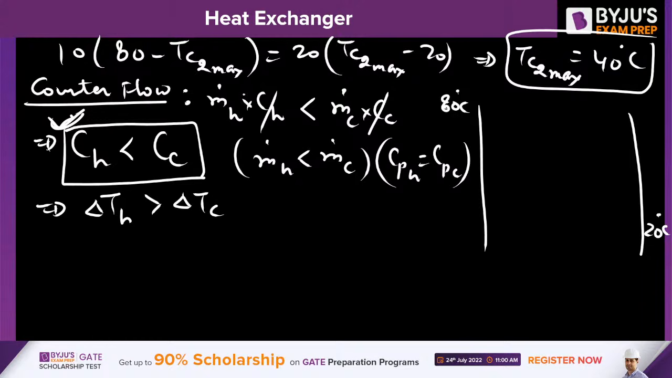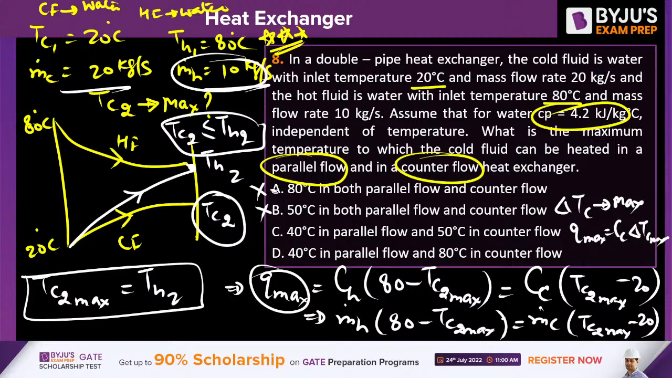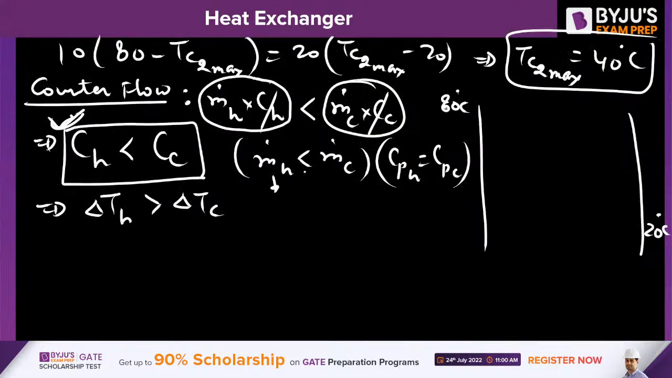Are you understanding it? We are calculating the heat capacity rate for the hot fluid and the heat capacity rate for the cold fluid. What we are getting is that the heat capacity rate for the hot fluid is less than the heat capacity rate for the cold fluid, because the mass flow rate of the hot fluid is 10 kg per second and for the cold fluid it is 20 kg per second. Specific heats are the same.